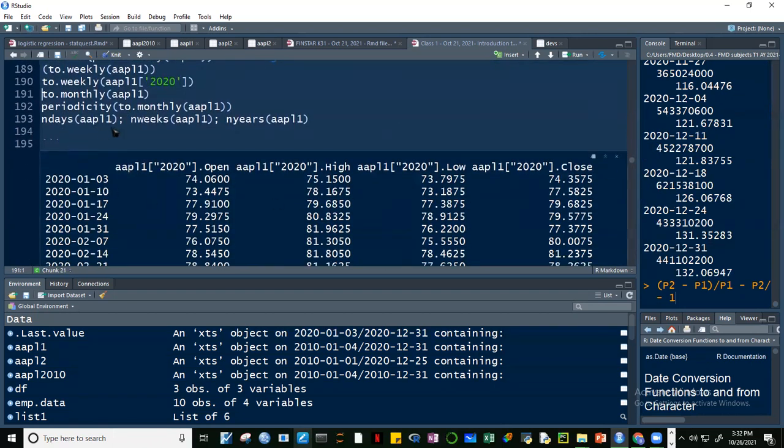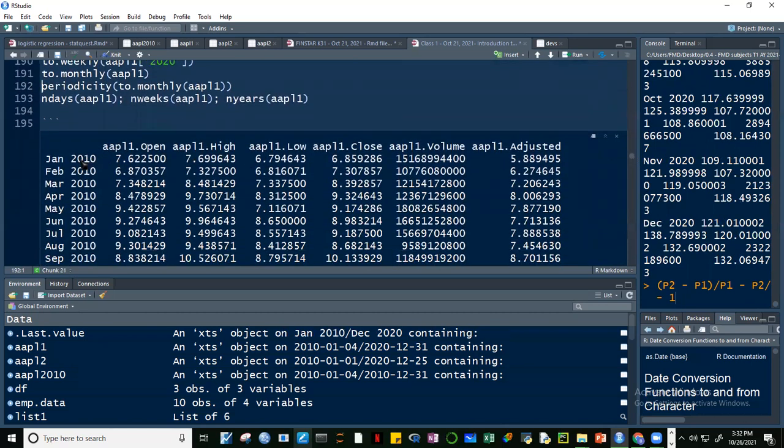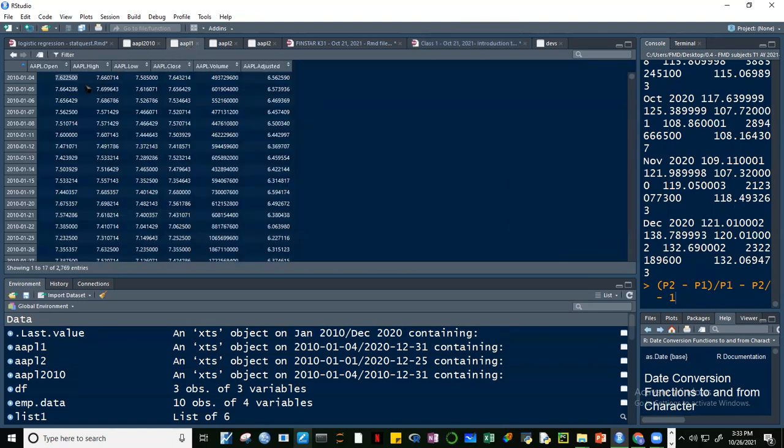Or you can put it to monthly. So this will just give us the monthly prices. And this should be the ending prices. So let's just investigate. January 2010, 7.62250. Where is that here in Apple? 7.62250. So it's the beginning, okay? And then let's see for February.